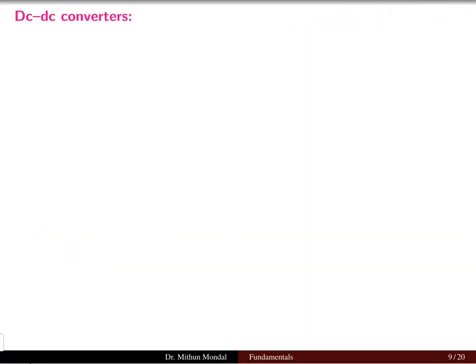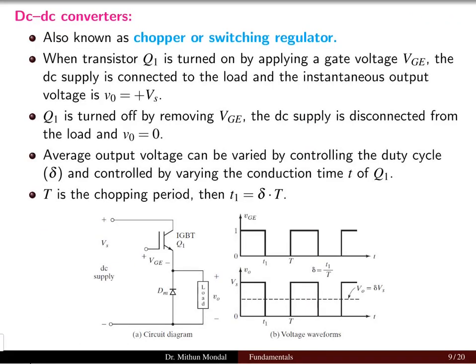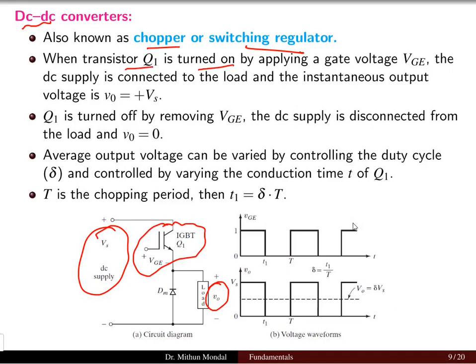Next, the DC-DC converters, which are known as choppers or switching regulators. Here you convert the DC supply, which is the input, from one level to another level of DC supply at the output. Here we take one example with the help of a transistor, which is the IGBT device Q1, and it is turned on by applying a gate voltage.